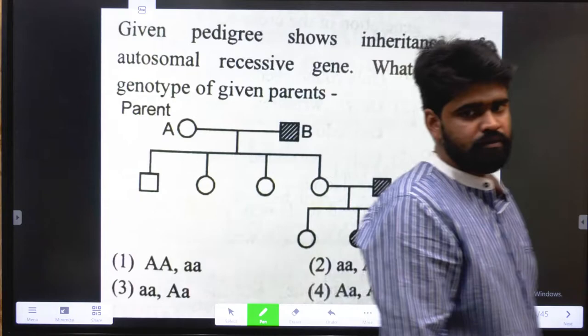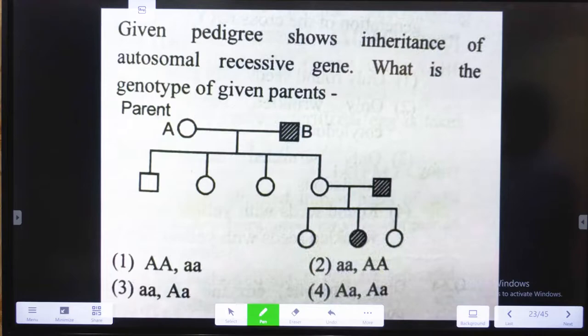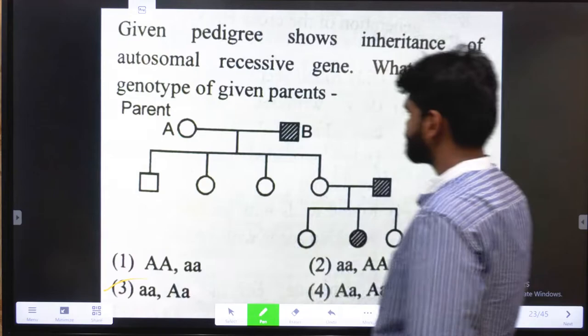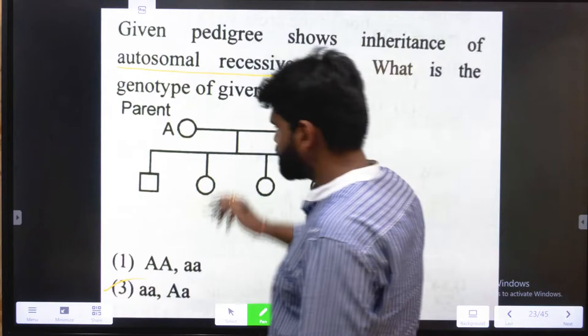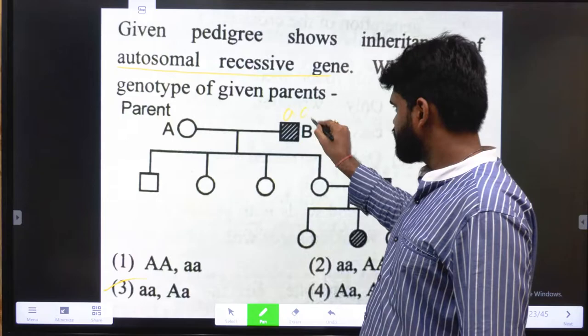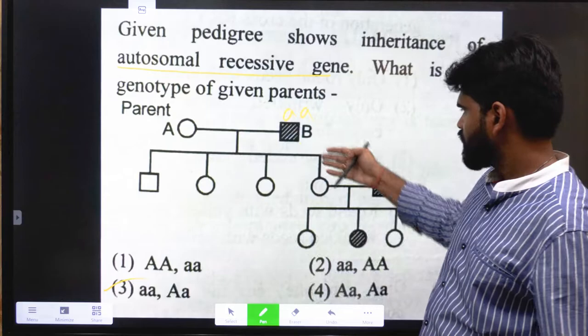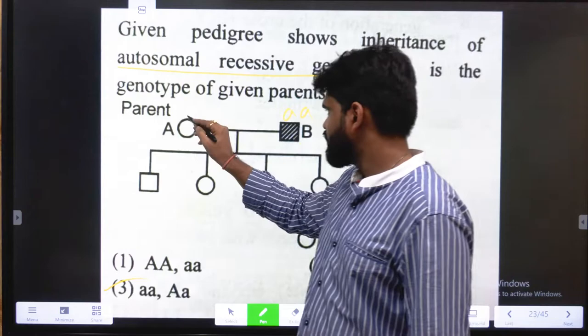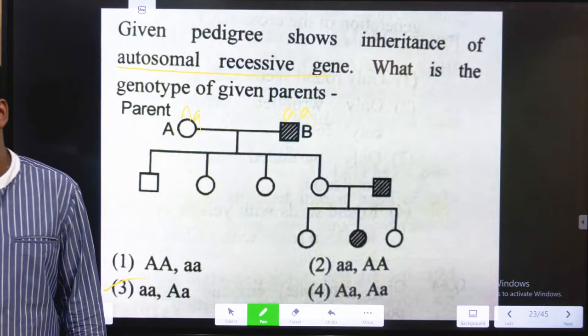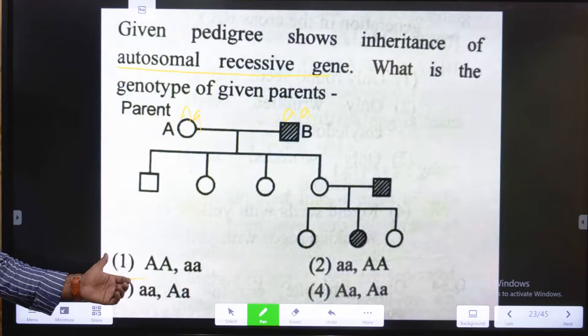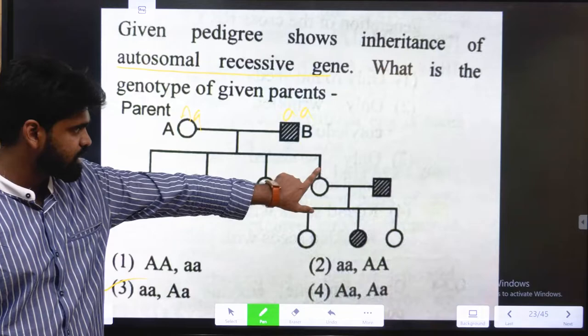Now try and understand. A bit tricky here. What did they say? An autosomal recessive. It means what? This is the affected one. Both copies are affected, yes or no? Here, we don't know. Let's see. Nobody is getting it. It means it is heterozygous. Now again, see. So this is the condition of heterozygous. So it means this is a carrier. Shall we go ahead?